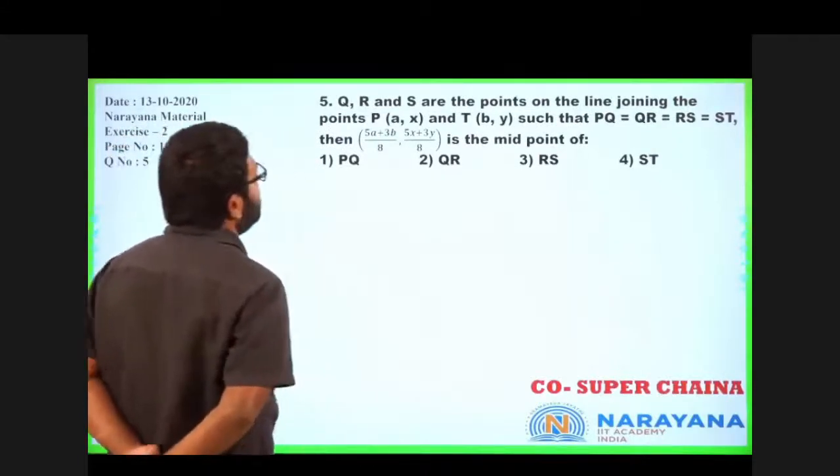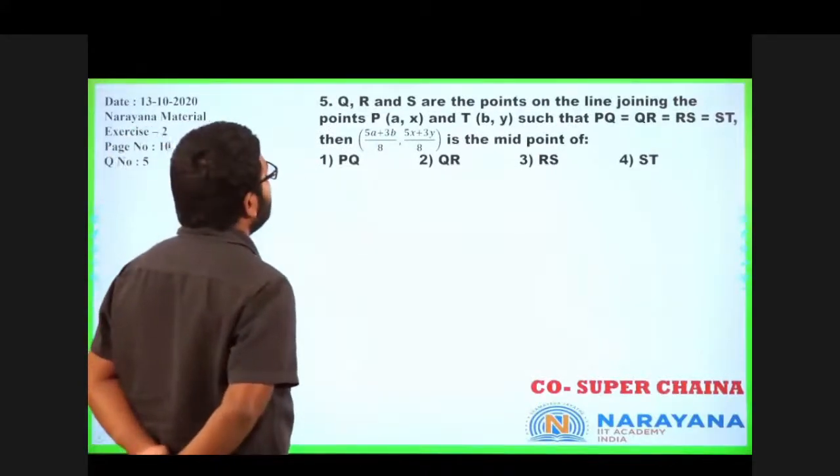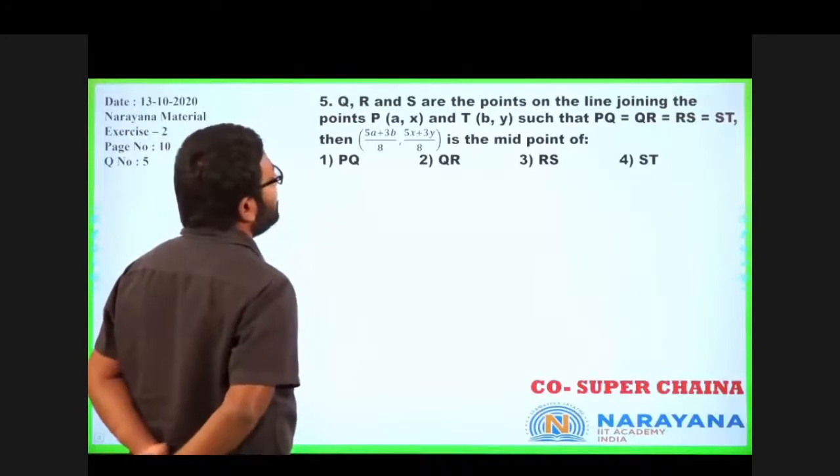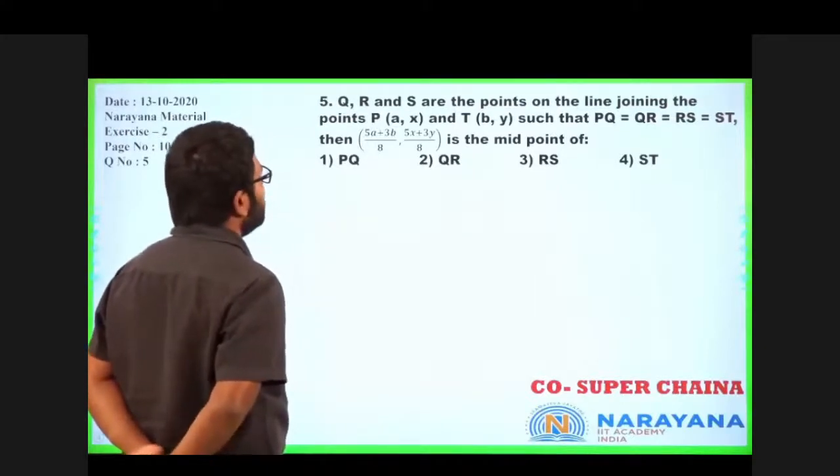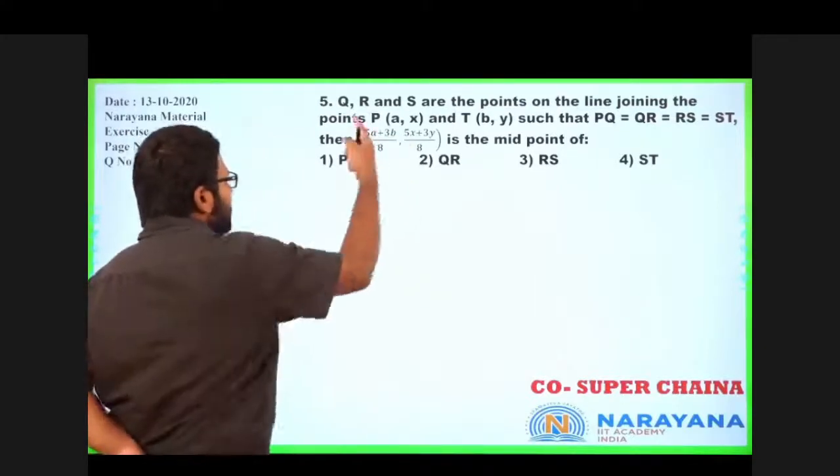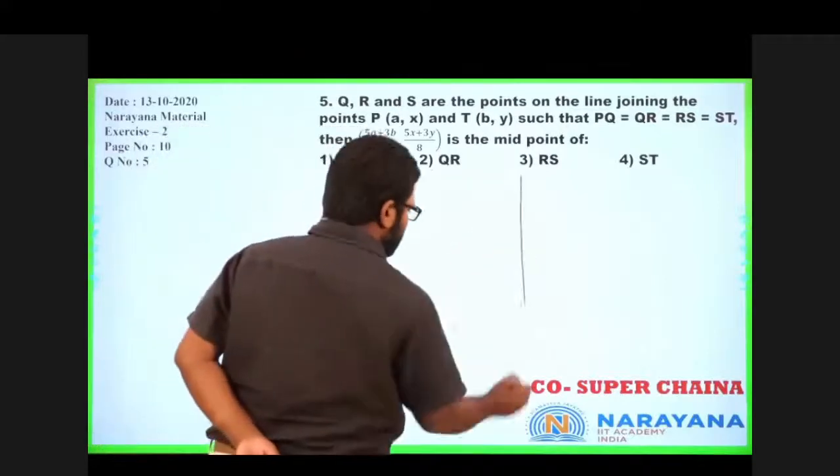Q, R and S are the points on the line joining points P and T such that PQ equal to QR equal to RS equal to ST. Then this given point is the midpoint of what? Alright, very interesting.